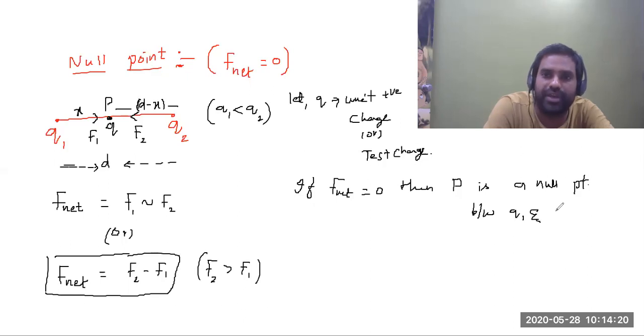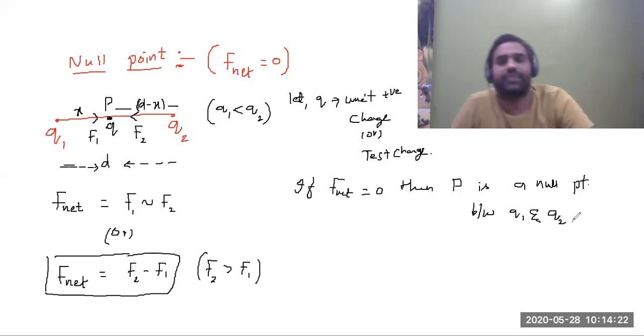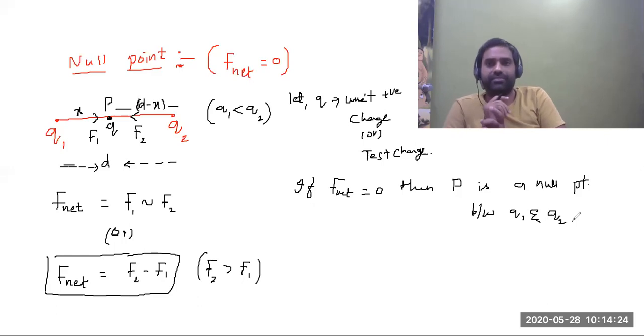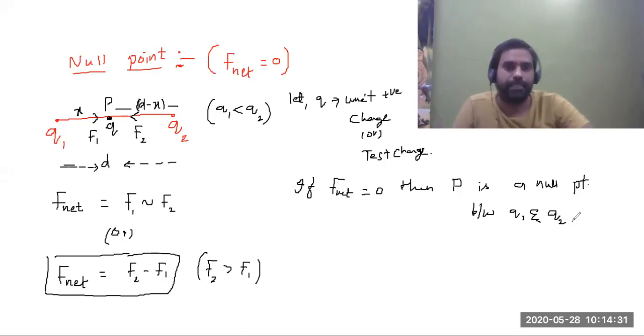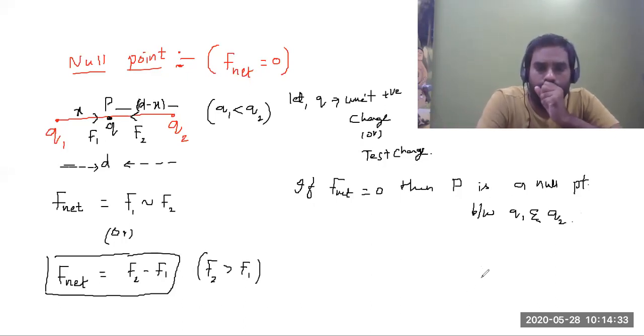Copy, students, every one of you, please copy. If F net is equal to 0, then we will take P is a null point between Q1 and Q2, students. That's it.